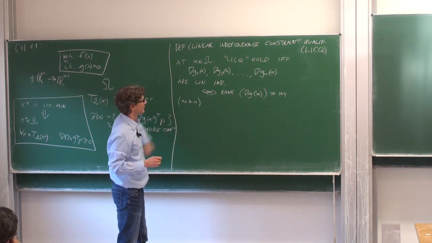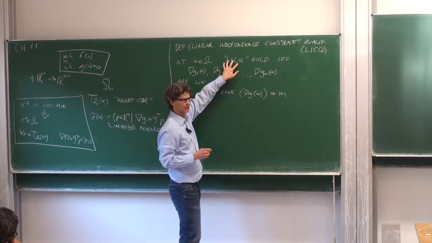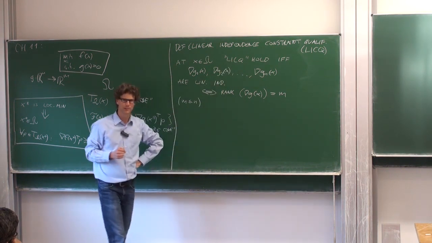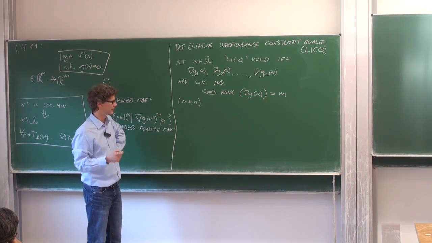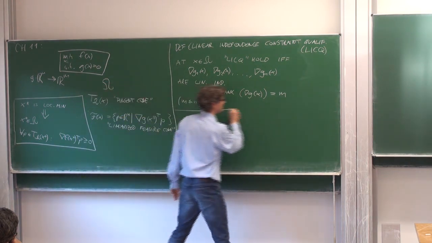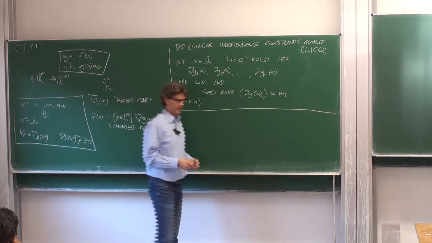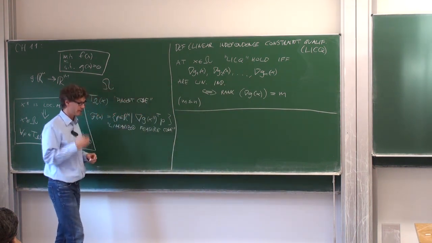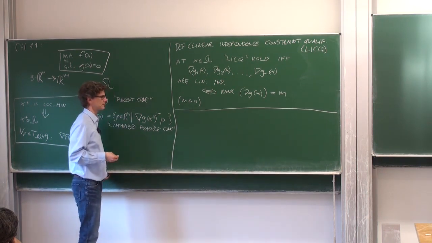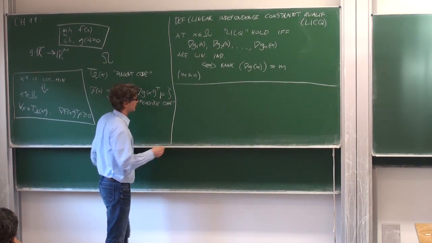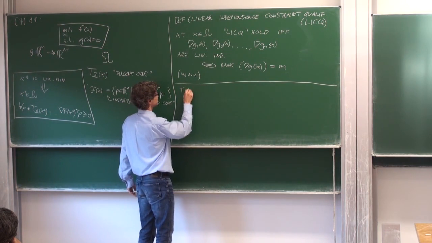So this linear independence constraint qualification, LICQ, is an extremely important concept in optimization, and it will pop up everywhere again and again in algorithms, and we will discuss it in some detail today. But before I give examples, I want to actually write down the theorem and prove it. So the theorem is actually the following.